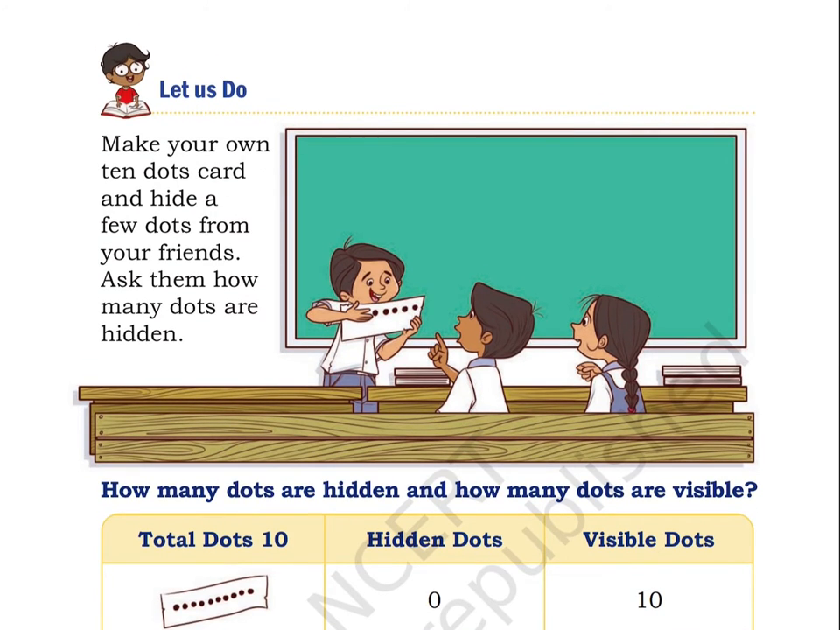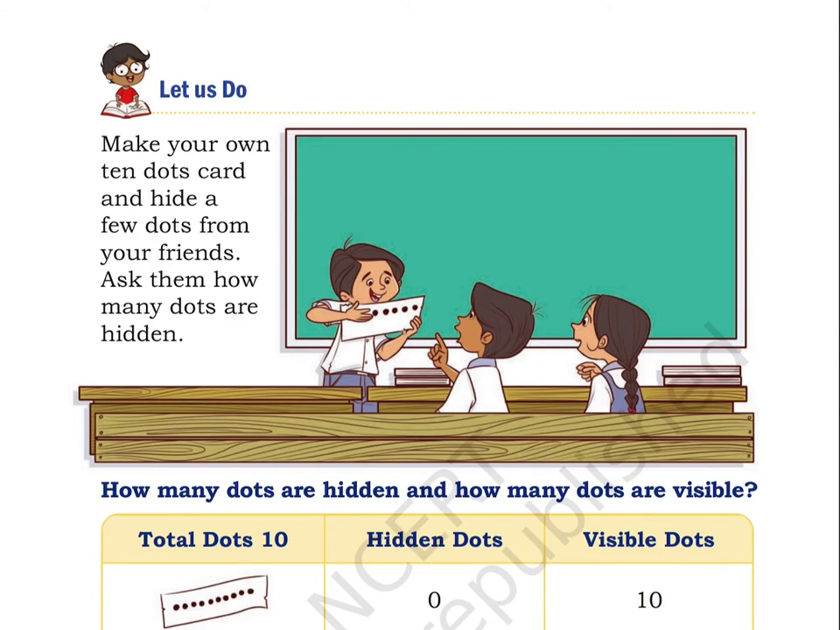Page number 62. Let us do. Make your own 10-dot card and hide a few dots from your friends. Ask them how many dots are hidden. Here on page number 62, there is a picture of a classroom where 3 students are sitting and trying to play hidden dots. A boy is holding a dot card and hiding few dots and showing it to other 2 students. How many dots are hidden and how many dots are visible?